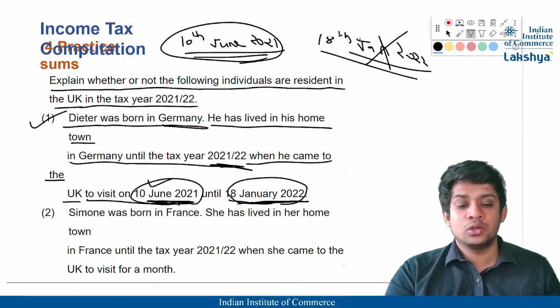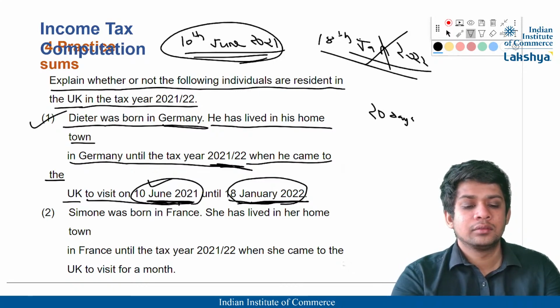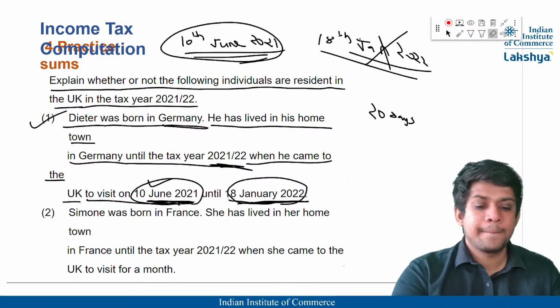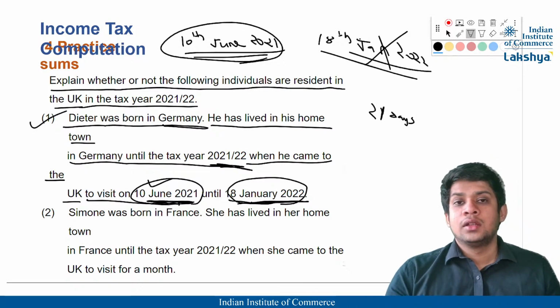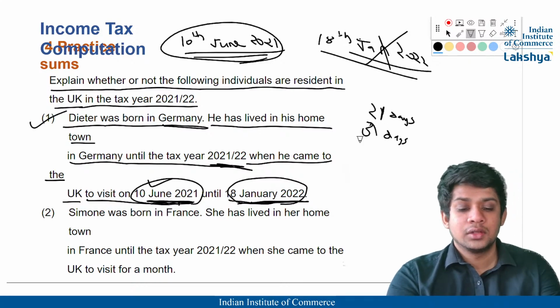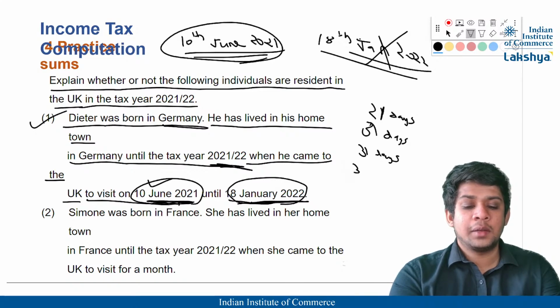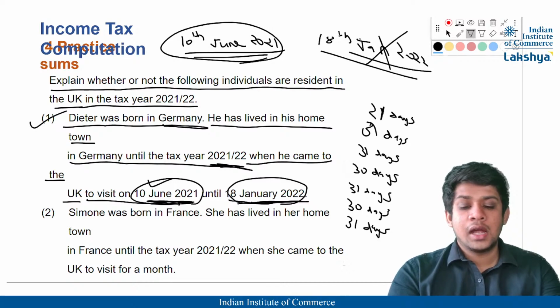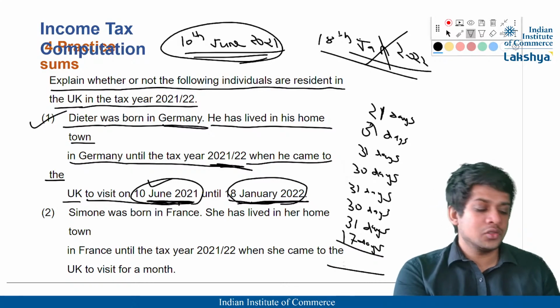From 10th June to 30th June, it will be 20 days. 10th will also be included. So it is going to be 21 days. Then July, 31 days. August, 31 days. September, 30 days. October, 31 days. November, 30 days. December, 31 days. And lastly, in the month of January, he has stayed for 17 days. The 18th day will not be included because he did not stay the night of 18th January.